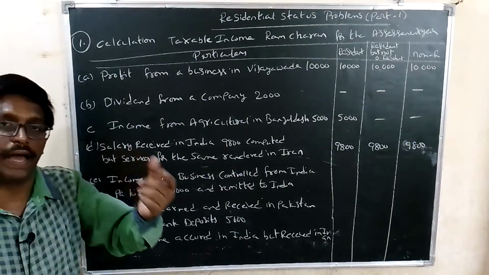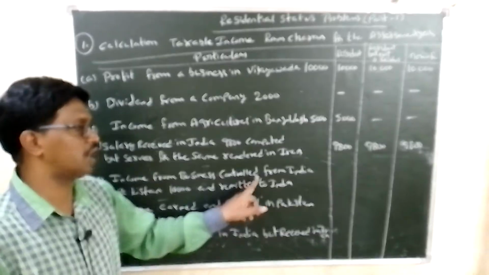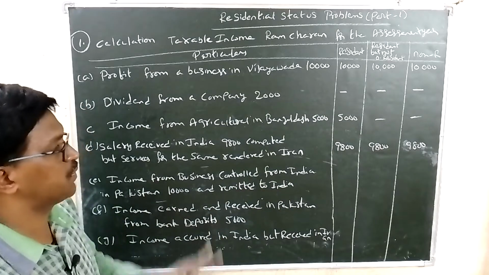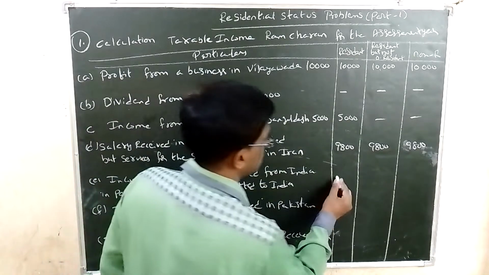Next, income from a business controlled from India, earned in Pakistan and remitted to India. So earned in Pakistan and received in Pakistan, later remitted to India. It is controlled from India, so it is taxable under resident and not ordinarily resident, 10,000 rupees.